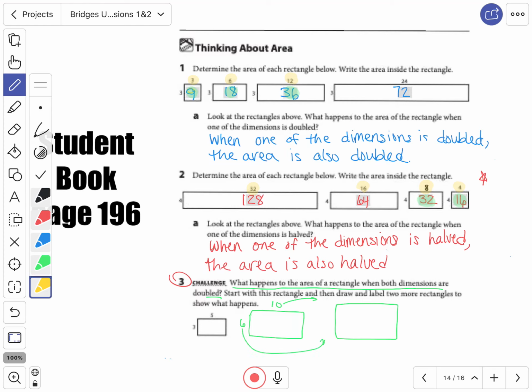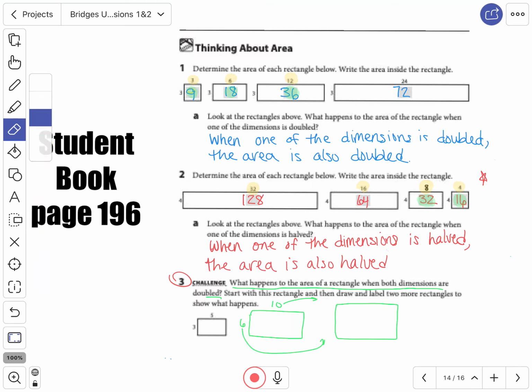You, my friends, are going to figure out what the area is of each one. Again, figure out the area of this one, the area of this one, and what this is doubled, and find the area and answer the question. And then post that into Seesaw when you're done, okay? All right.